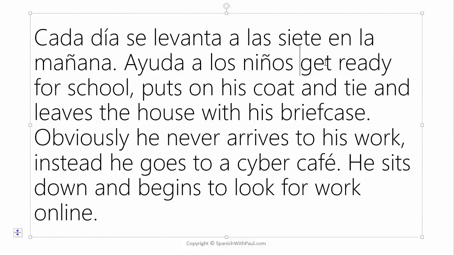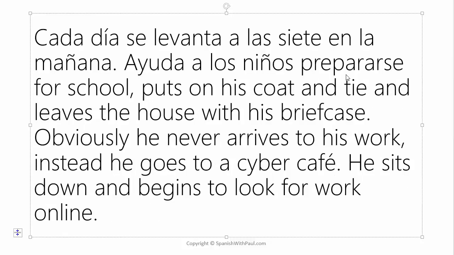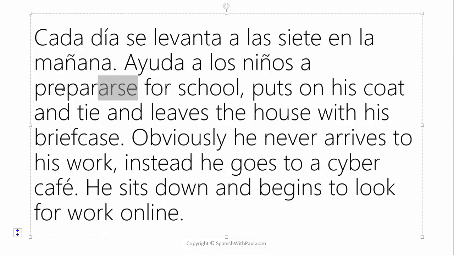Now the verb to get ready, in Spanish what they would say is to prepare. Because to get ready for something or to prepare for something is the same, right? And this is what you will do in Spanish. You will use the to prepare. So the verb then is prepararse. Again, notice that it's reflexive. Like this. Now something interesting happens here because it would actually be ayuda a los niños a prepararse.